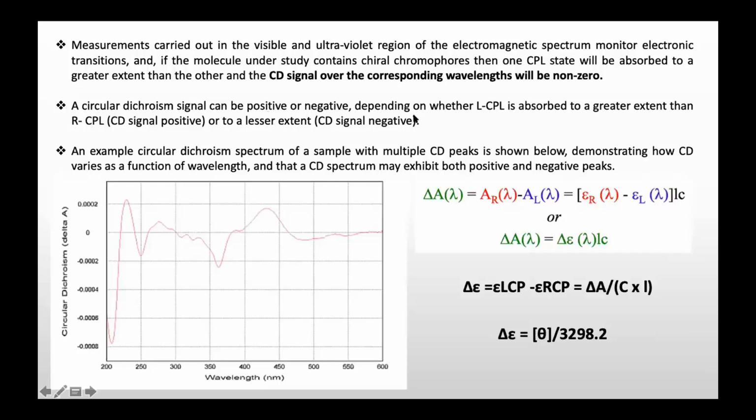So if LCPL is absorbed to a greater extent than RCPL, then the CD signal will be positive. LCPL means left-handed circularly polarized light. If it is absorbed to a lesser extent than right-handed circularly polarized light, then the CD signal will be negative. So this is positive, this is negative.